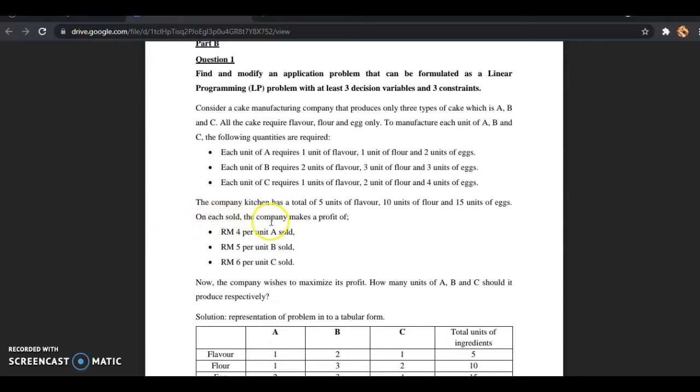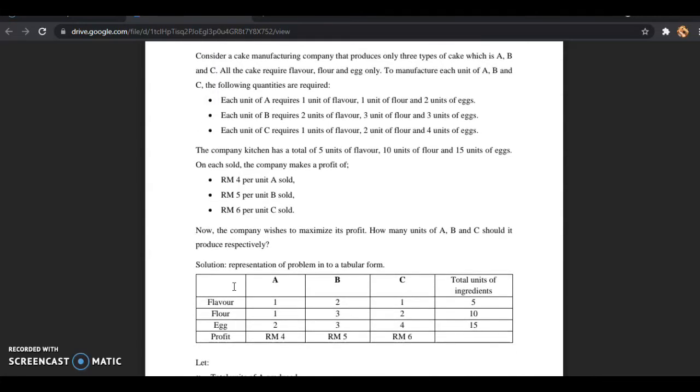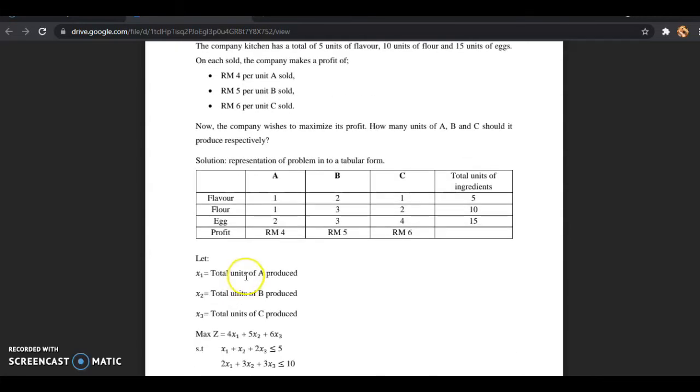On each sale, the company makes a profit of 4 ringgit per unit of cake A sold, 5 ringgit per unit of cake B sold, and 6 ringgit per unit of cake C sold. And then the company wishes to maximize its profit. How many units of A, B, and C should it produce respectively? So here is the solution.